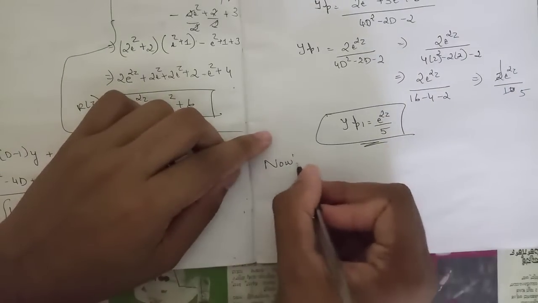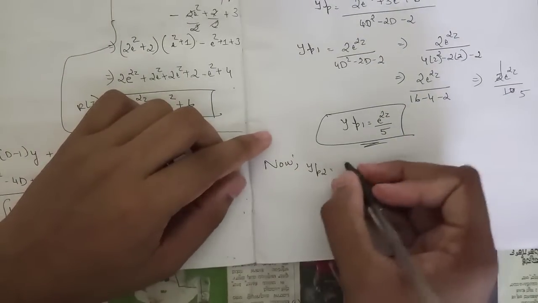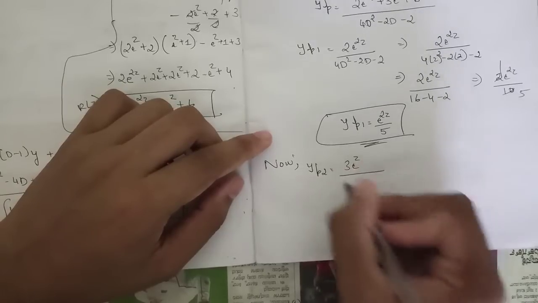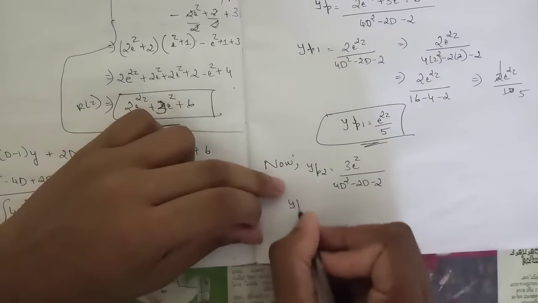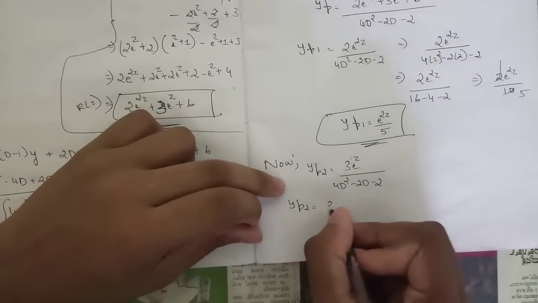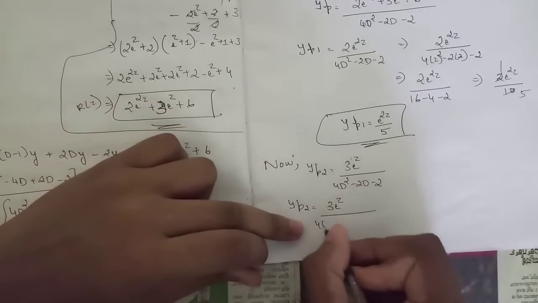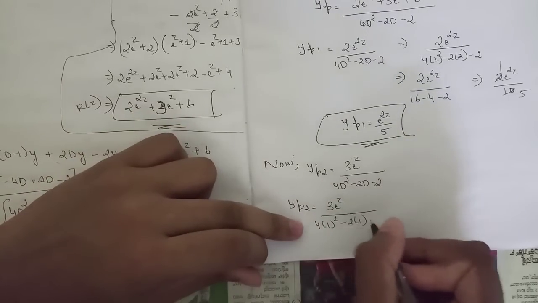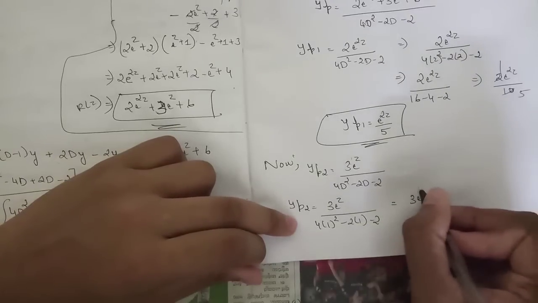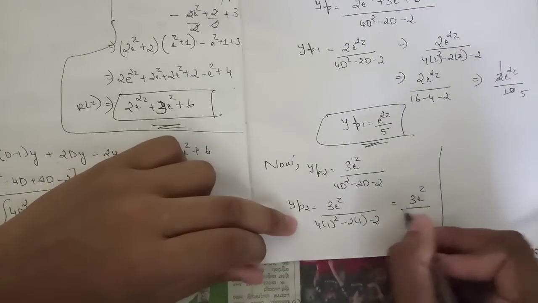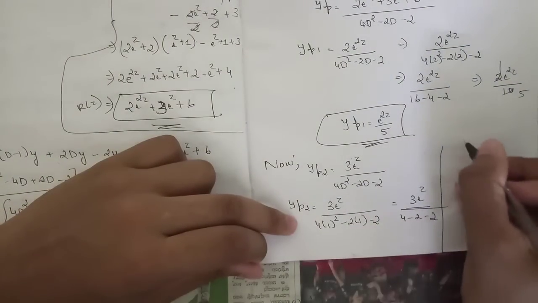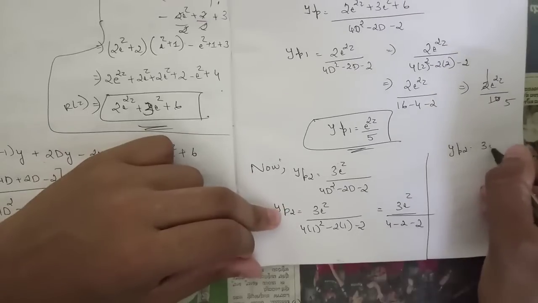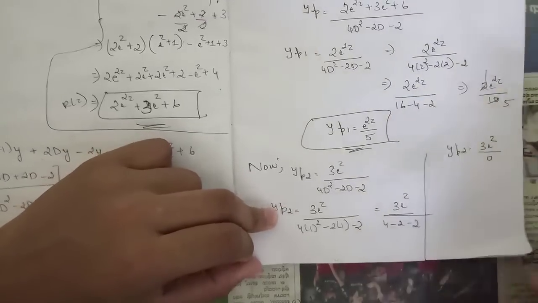Okay, so now similarly let's find yp2, that is 3 e power z divided by the f of d term, 4d square minus 2d minus 2, where again the value of a here is 1. So we get 3 e power z divided by 4 into 1 square minus 2 into 1 minus 2, that is equal to 3 e power z divided by 4 ones are 4 minus 2 minus 2, so we get yp2 as 3 e power z by 4 minus 2 minus 2 is 0.